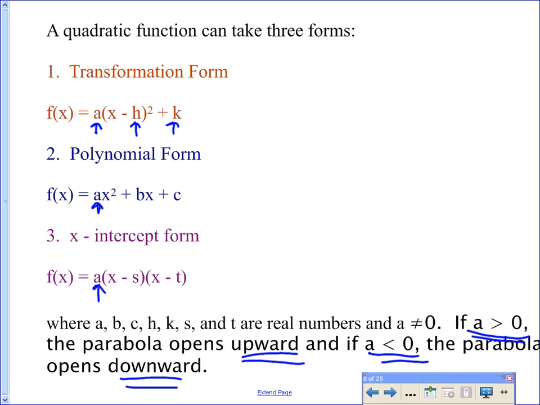Okay, so in the transformation form, you've got h and k. This is transformation form because (h, k) is your vertex, and you'll see that in just a few minutes. In polynomial form, you're sort of used to using the quadratic formula. Then in x-intercept form, you've got s and t being your x-intercepts, and that's why it's called x-intercept form. So again, if a is greater than 0, the parabola is going to open upward, and if a is less than 0, the parabola is going to open downward.